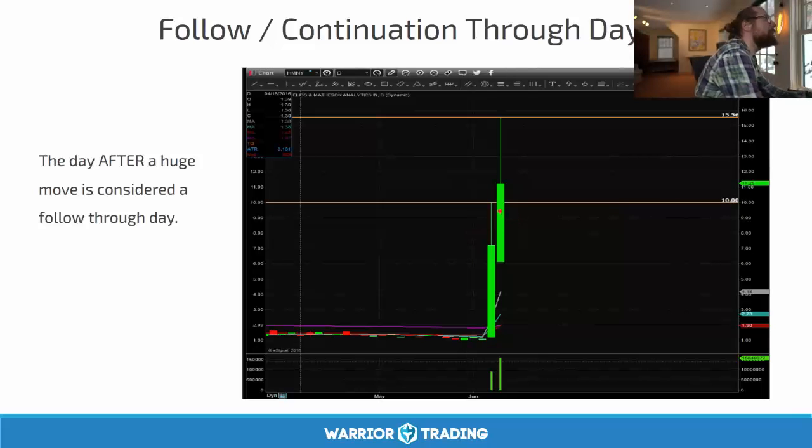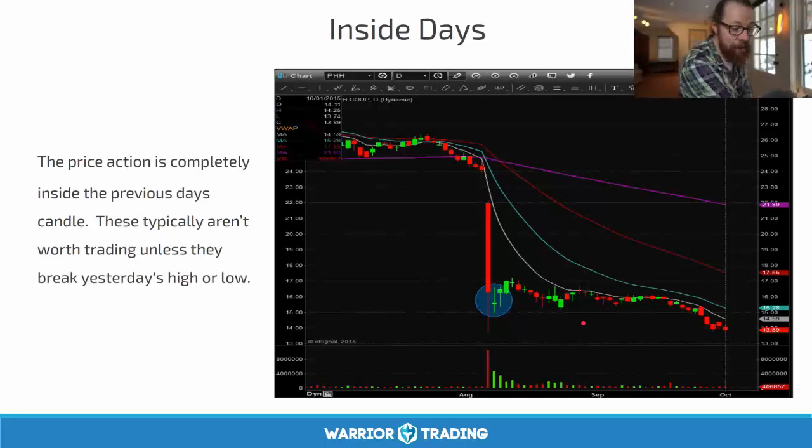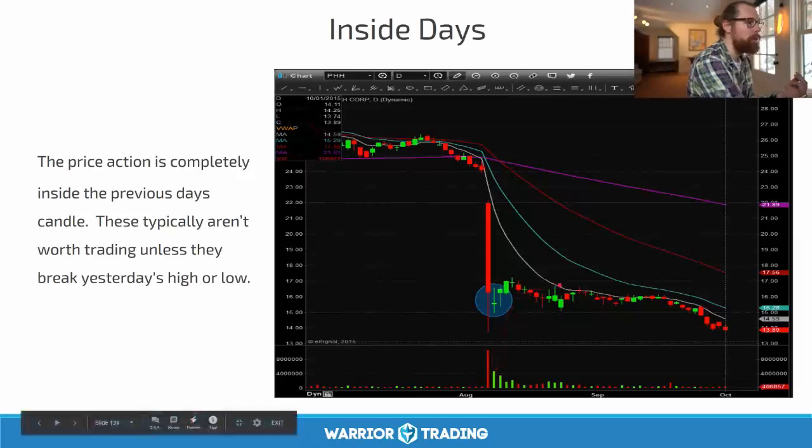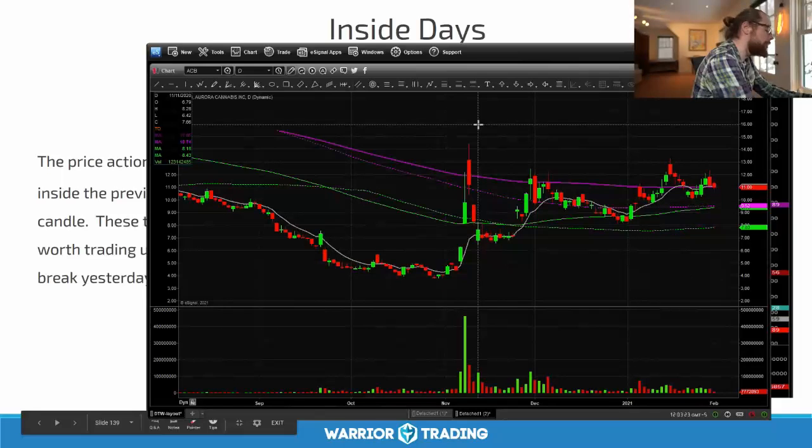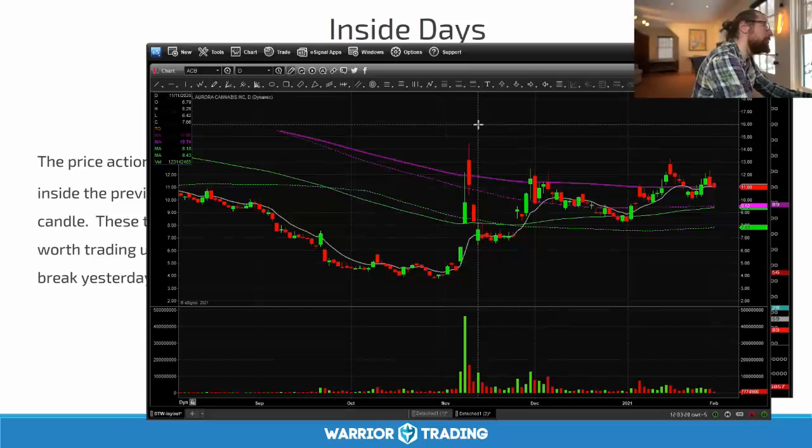If it's trading purely inside the previous day, it doesn't break the high and it doesn't break the low, we would call that an inside day. Usually, we don't really like to trade inside days because the volume is almost always lower. When stocks have an outside day, it breaks the previous day's high, or a follow-through day, it's going to draw in more new traders, and it's going to force some traders to bail out who are short, or bail out who are long, panic sell, etc.